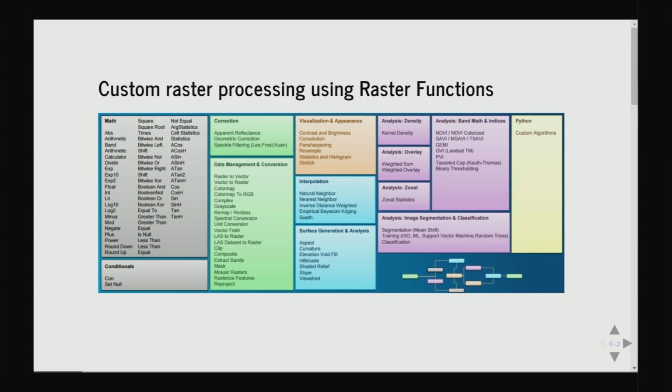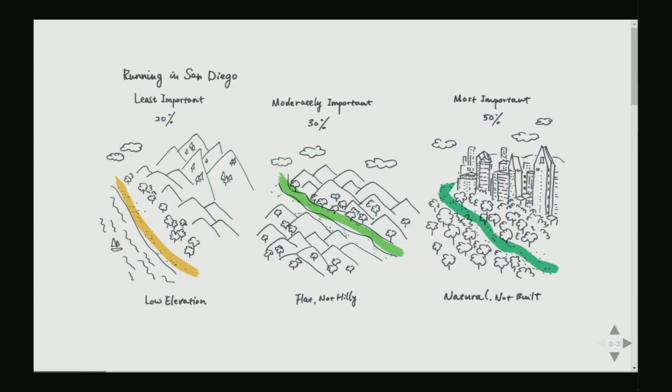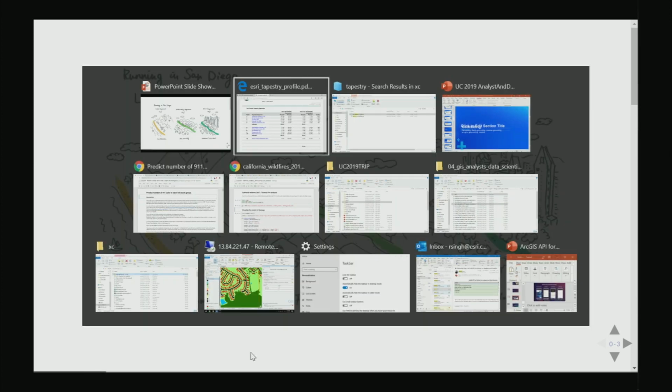And you can create chains of these raster functions. These are like raster function templates. Just like you can create these raster function chains in Pro, in the Python API you get a very Pythonic and map algebraic way of doing that. So let's look at an example here.